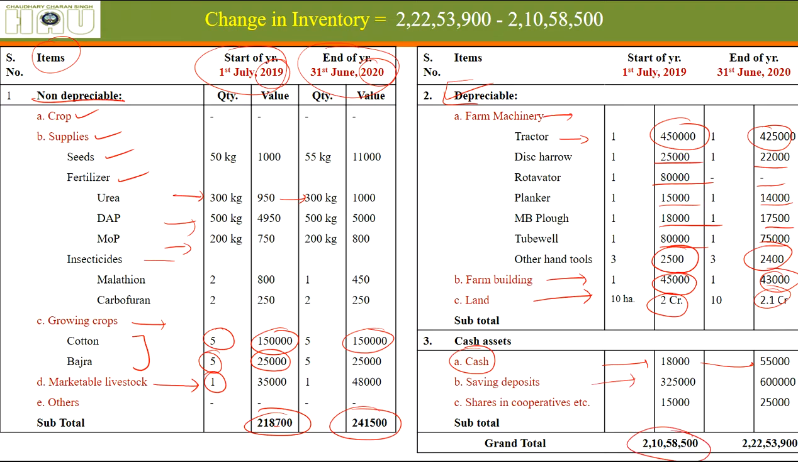So let's see, the total at the start was 2 crore 10 lakhs. Now it is 2 crore 22 lakhs. The gap is approximately 12 lakhs, out of which 10 lakhs came only from the increase in value of land. So you can see the change in inventory. The gap is around 12 lakhs.